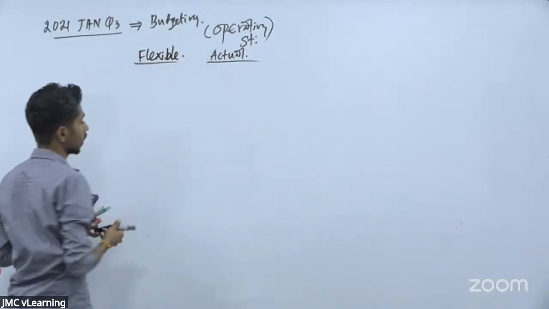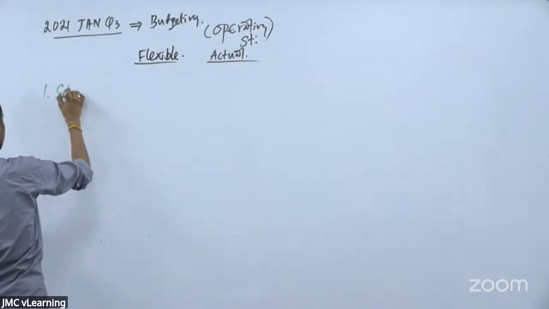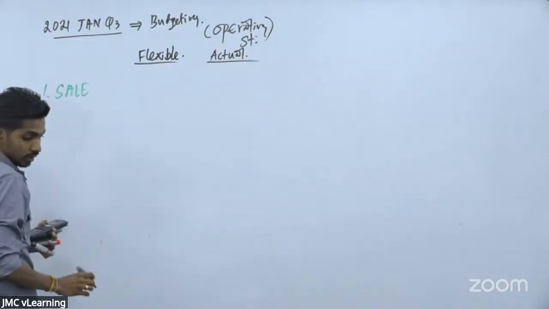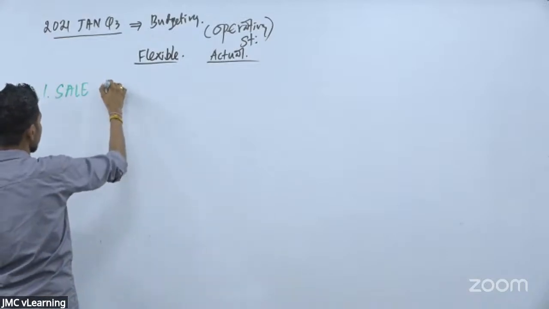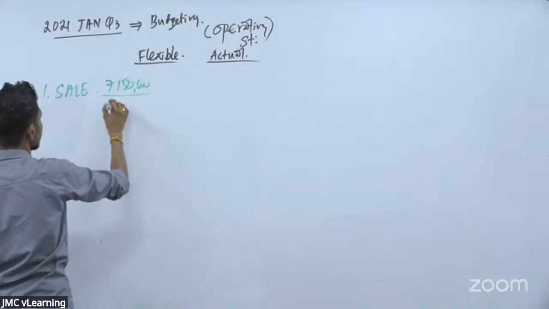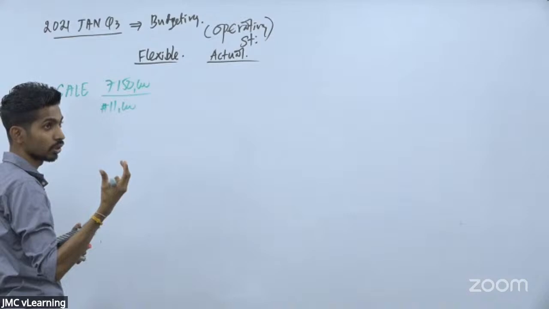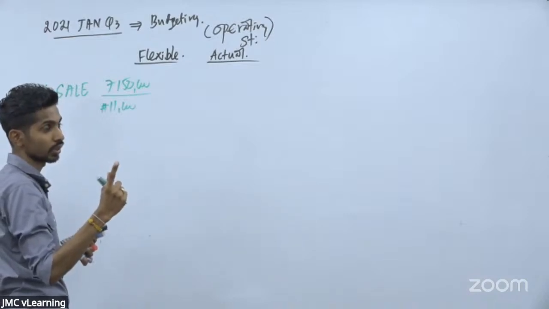Flexible column, actual column. First, get the sales figure. Sales figure 7,150,000, for how many units? 11,000 units. Then divided by 11,000, then you will be able to get the per unit.